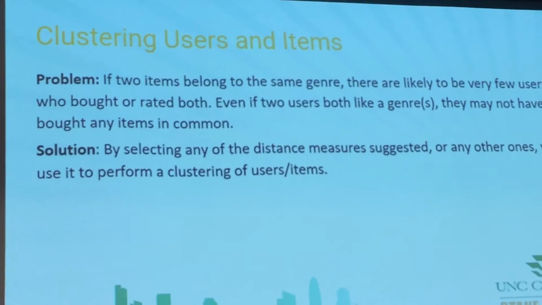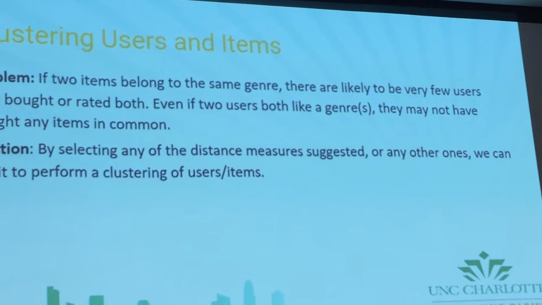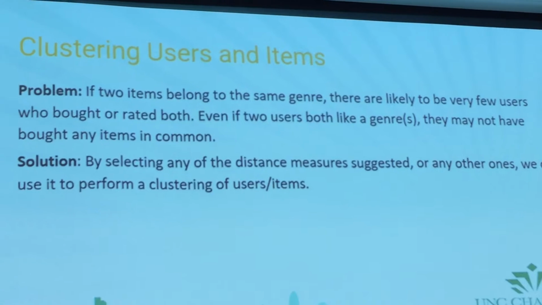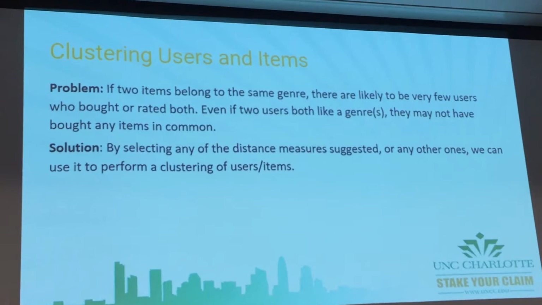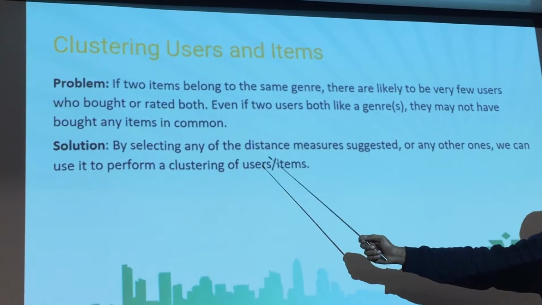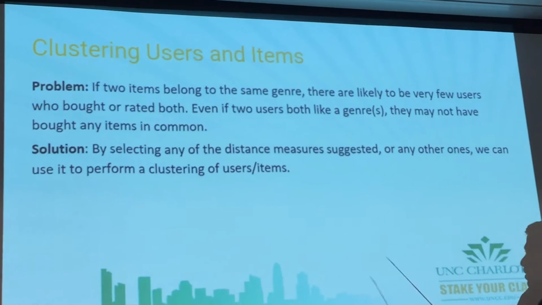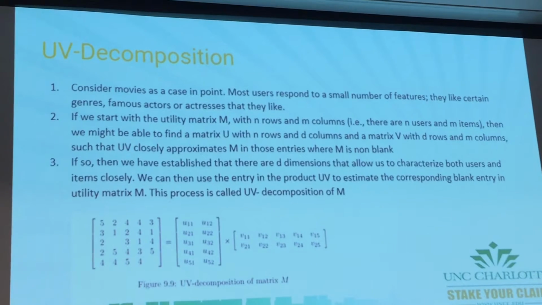By selecting any of these distance measures, like Jaccard or cosine similarity, we can see the similarity between the items and users. Then we do clustering of users using these similarity indexes. So, similarity measures. Yeah, to the next slide.